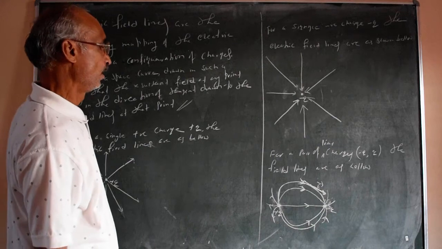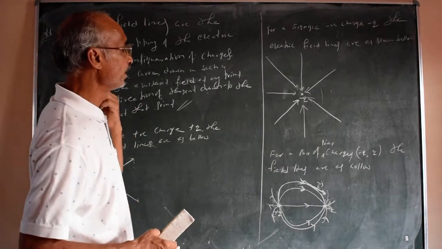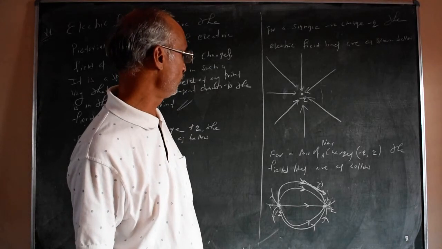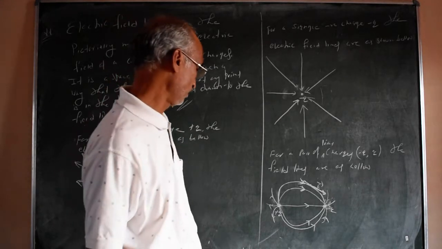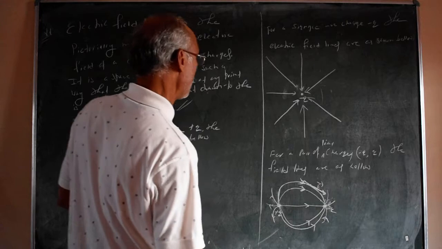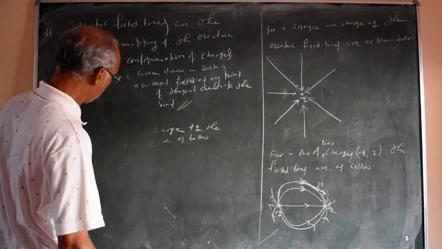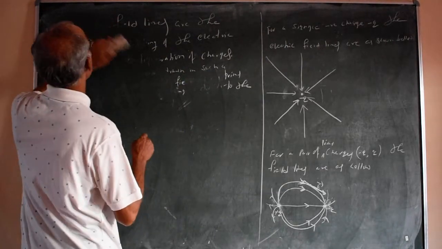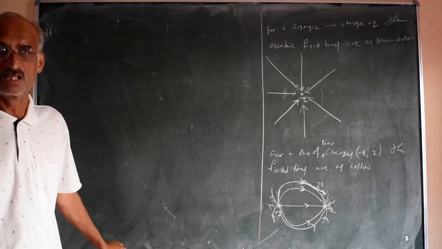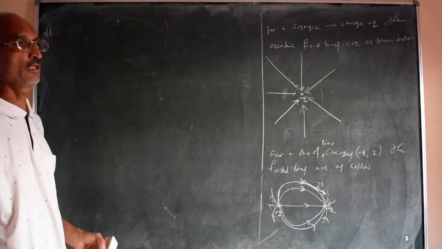For a pair of two charges, plus q and minus q, why do the field lines originate at plus q and terminate at minus q? Because positive charges attract negative charges. Because of the theory, it originates at plus q and terminates at minus q. Okay. And for a pair of two like charges, they repulse. Therefore, in that case, the field lines diverge.